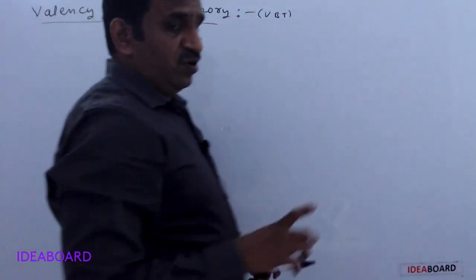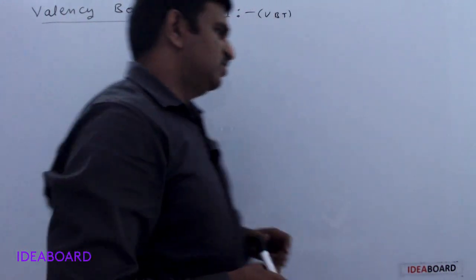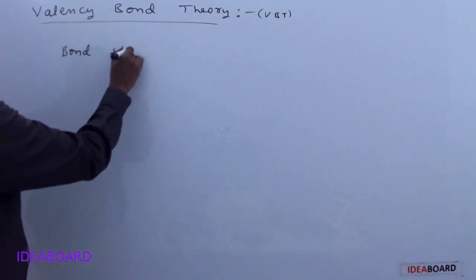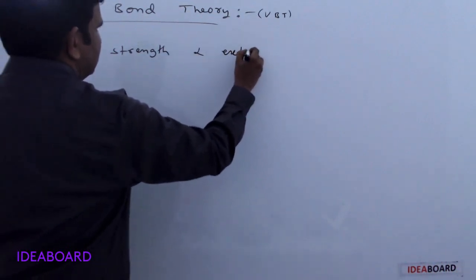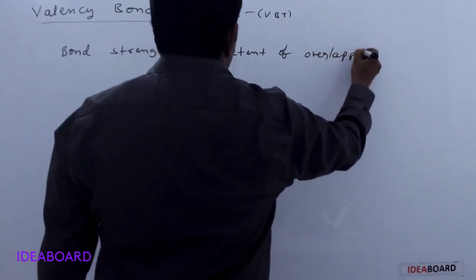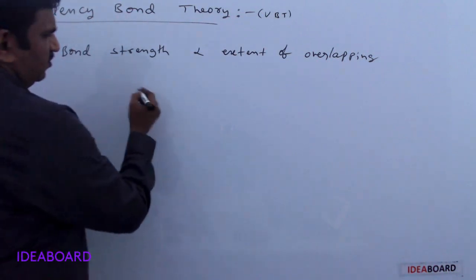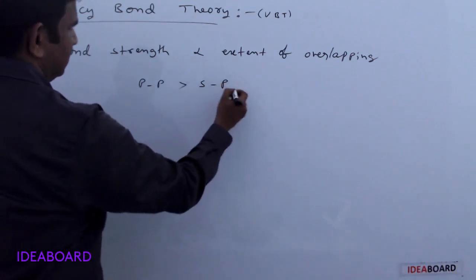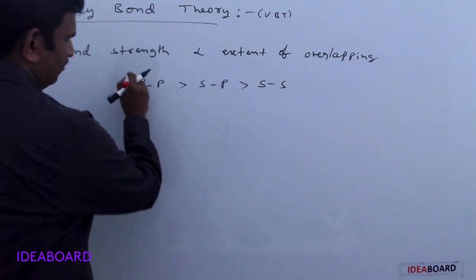Next thing, the bond strength of a bond depends on the extent of overlapping, we said. So please remember, bond strength is directly proportional to extent of overlapping. So when the overlapping is more, then the bond strength is more. Whenever we are taking PP overlapping, it is always stronger; SP overlapping is stronger than SS overlapping. It is a common thing.